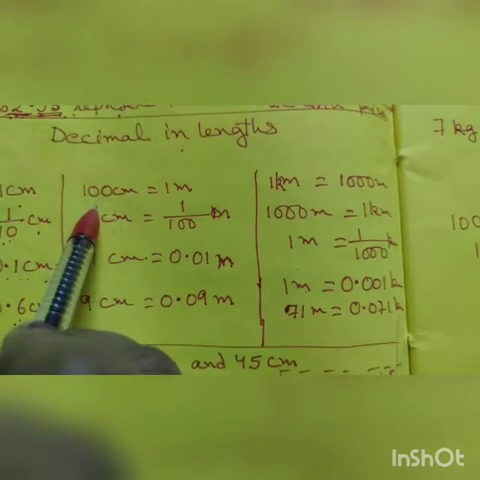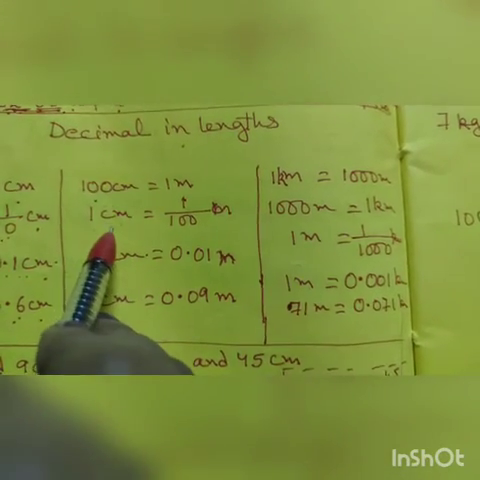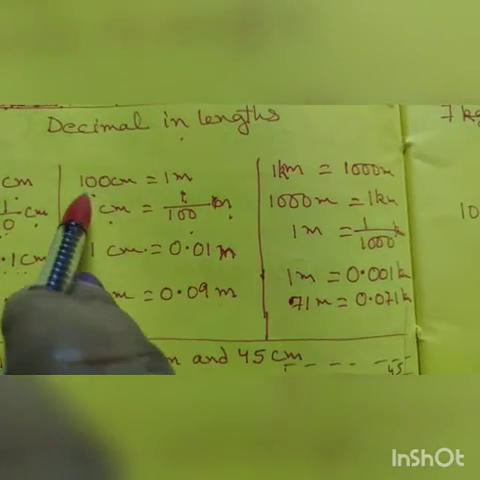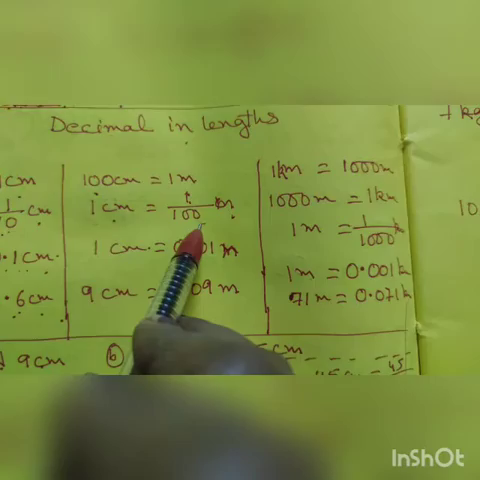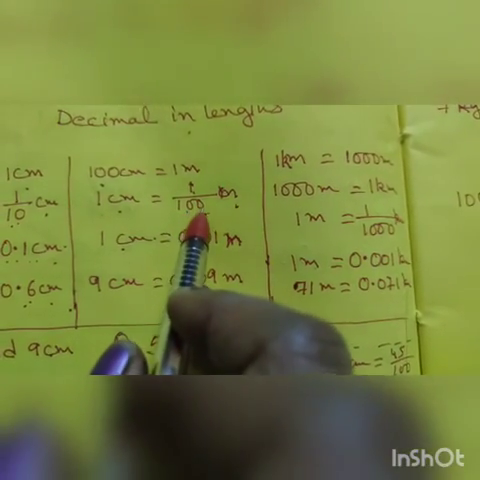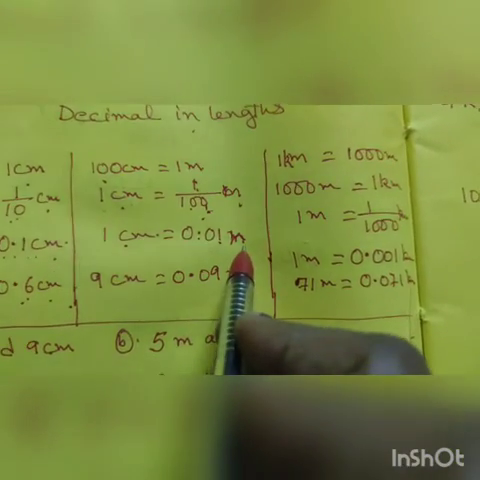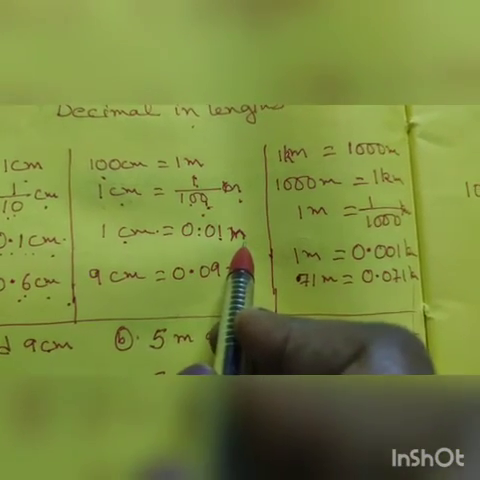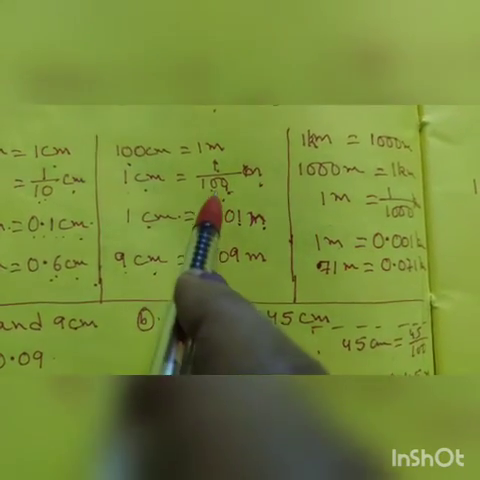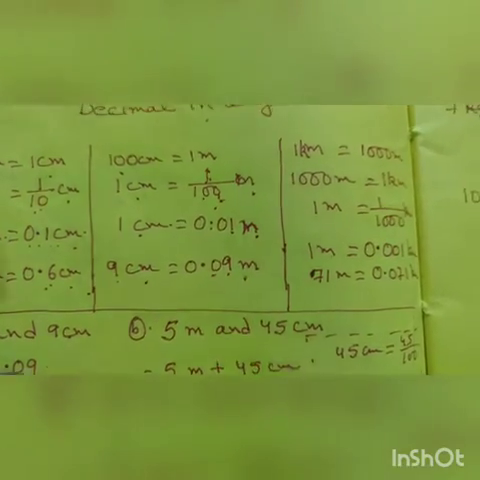Then 100 centimeter is equal to 1 meter. So 1 centimeter will be 1 by 100 meter. I have got this 1, I have got 100 below, it is the unitary method. So 1 centimeter is equal to, how many zeros are there? 2 zeros. So after the decimal there will be 2 digits. So it will be 0.01 meter. Now 9 centimeter is the same thing. Instead of 1 I am writing 9 and I will be getting 0.09 meter.